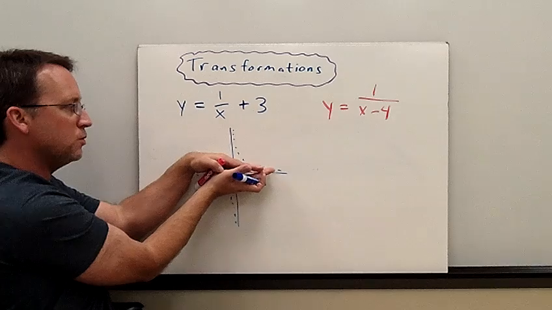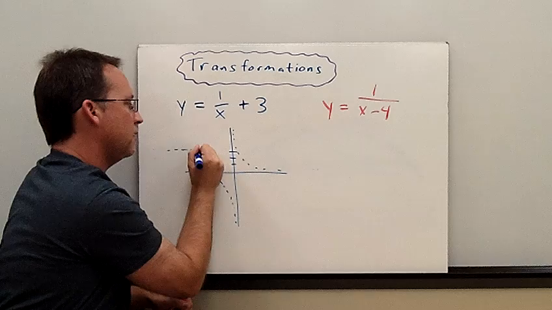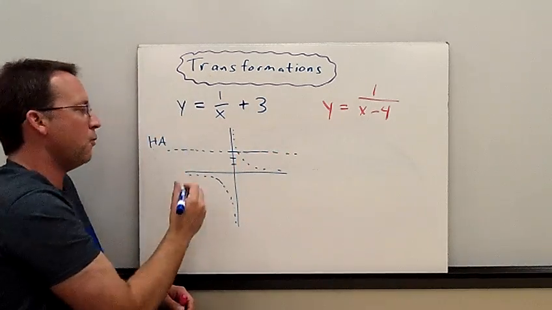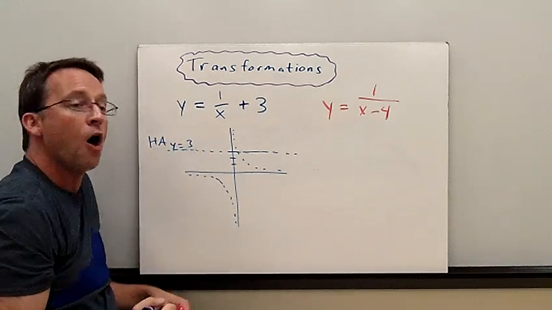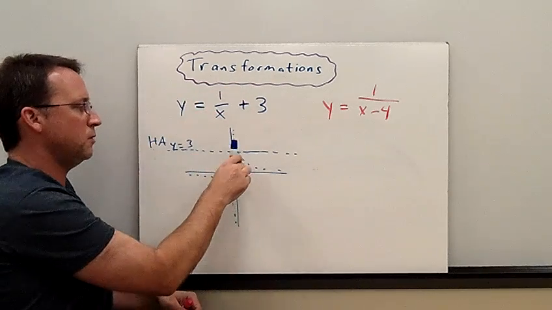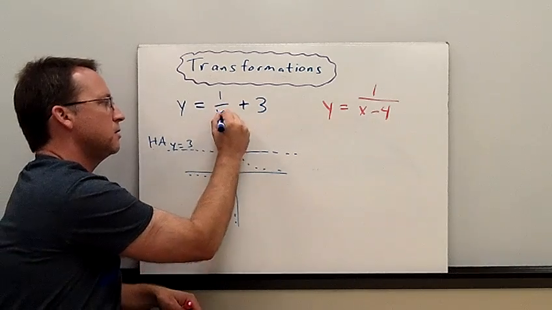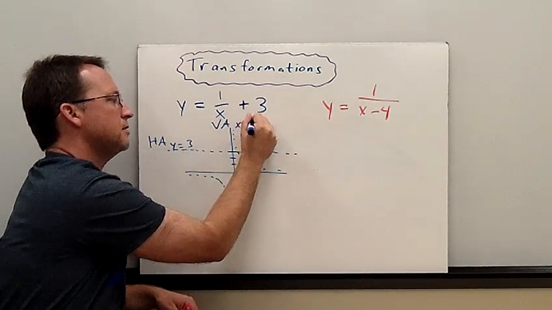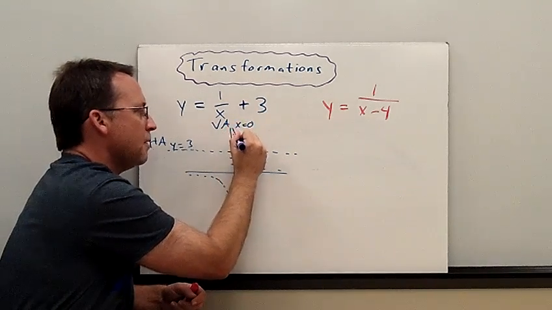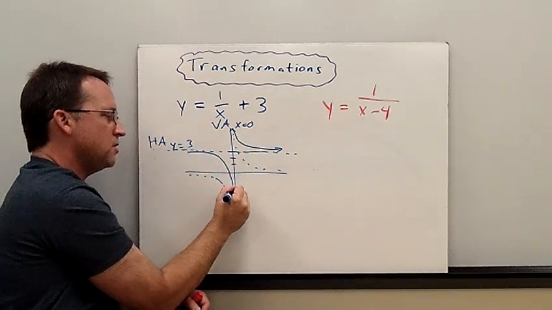Including that horizontal asymptote, it will slide up 3 as well. So we'll now have a horizontal asymptote, HA for short, at y equals 3. Our vertical asymptote, since we're only sliding up, that's not going to affect my vertical asymptote. It was x equals 0 before. If we slide it up, it's still x equals 0. So here's a vertical asymptote, x equals 0. Then we can sketch that basic shape back in, using that y equals 3 and that x equals 0 as guidelines to help me sketch that in.